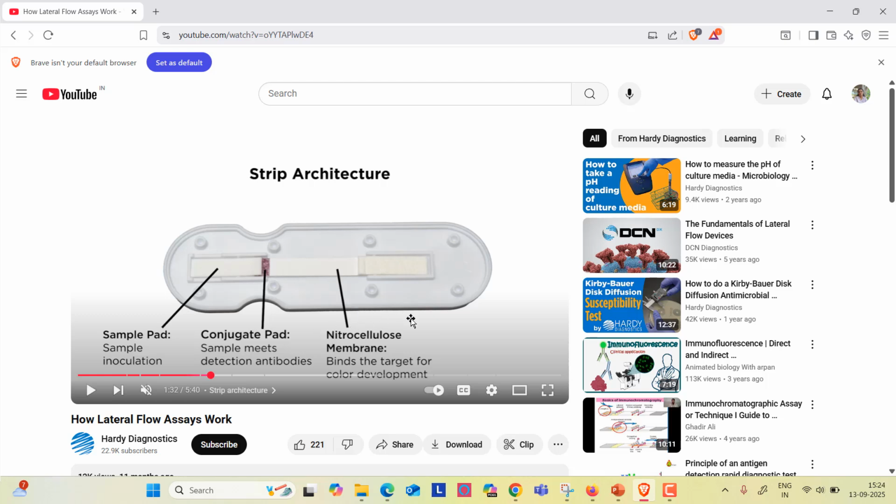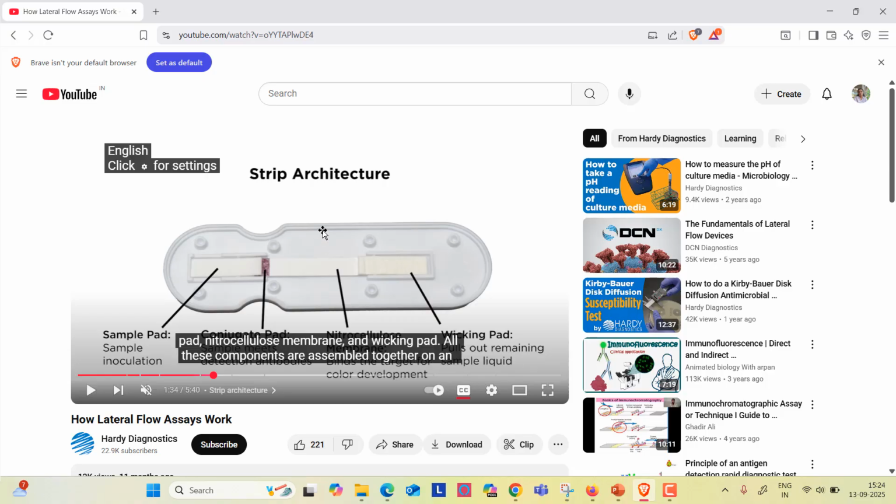Third one is the nitrocellulose membrane, where this reaction happens and binds the target for color development. And the fourth one is the wicking pad or absorption pad, where most things are absorbed and it pulls out the remaining sample liquid. All these components are assembled together on a paper kind of thing.